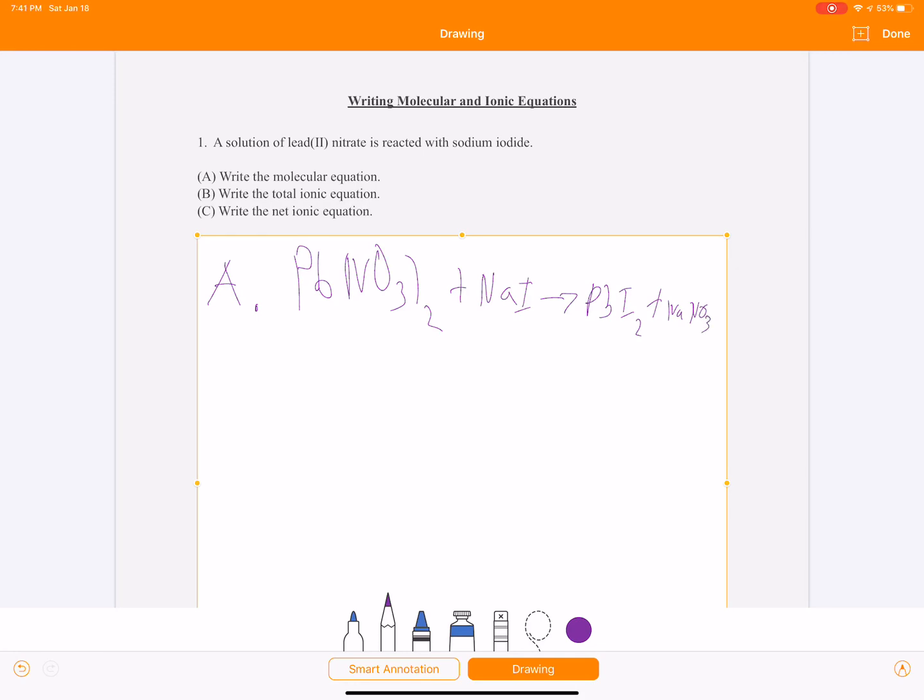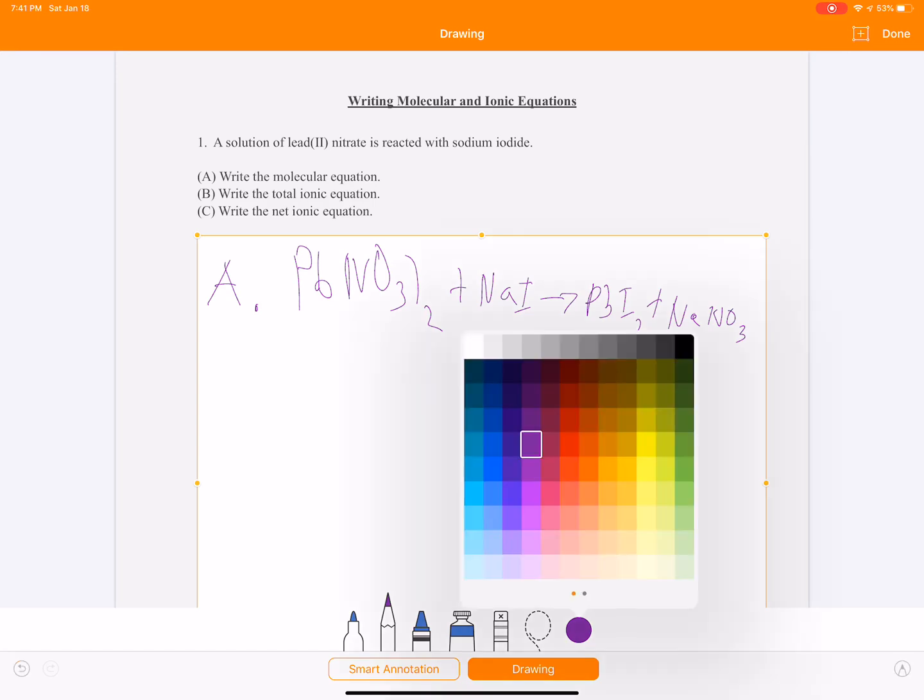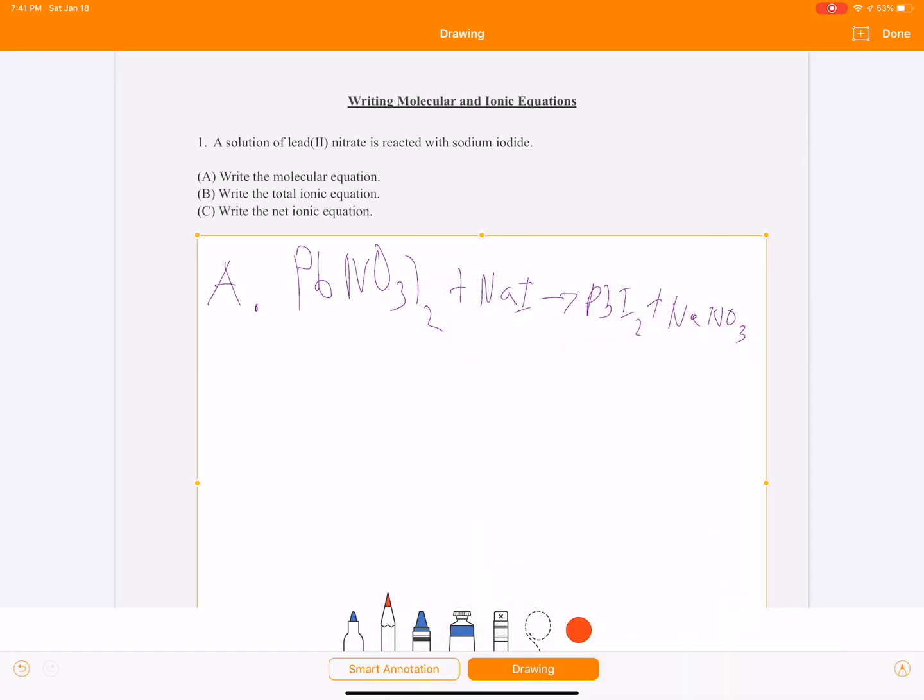After you check that the equation is written correctly, your next thing to check is that it's balanced. So 1 lead on this side, check. All right, I already see something that's off balance here.